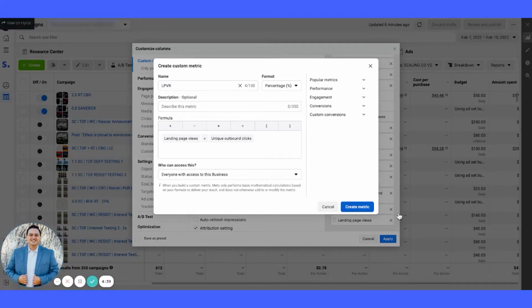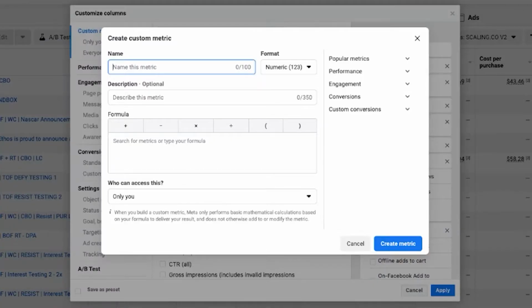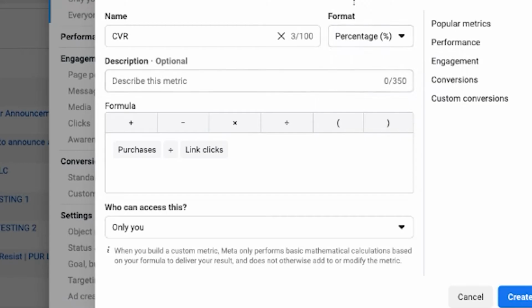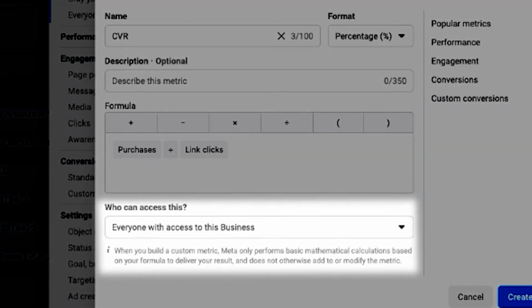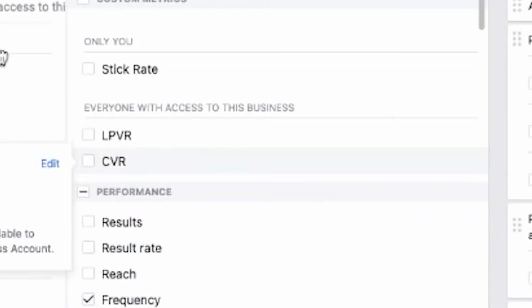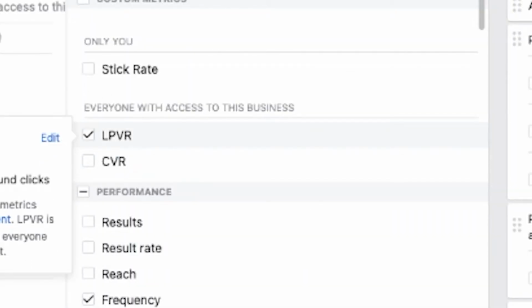Let's add this. Next custom metric is conversion rate. This is going to be purchases divided by link clicks. How many clicks do we have? And we're going to do percentage. Everyone with access to the business can see it. And then boom. So we just created them and then we can add them here.